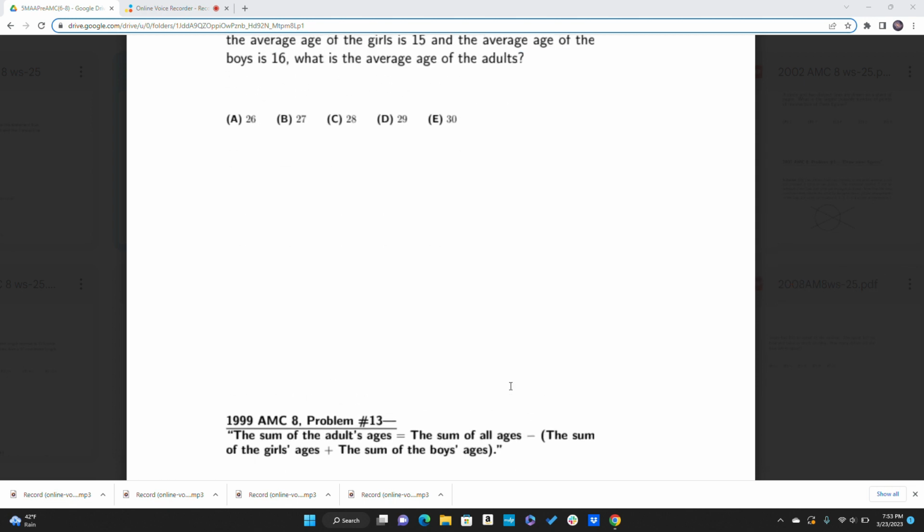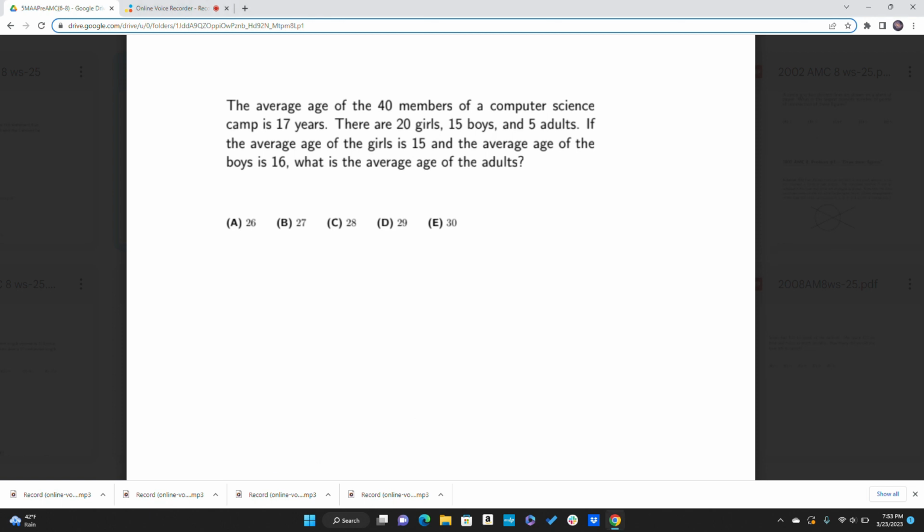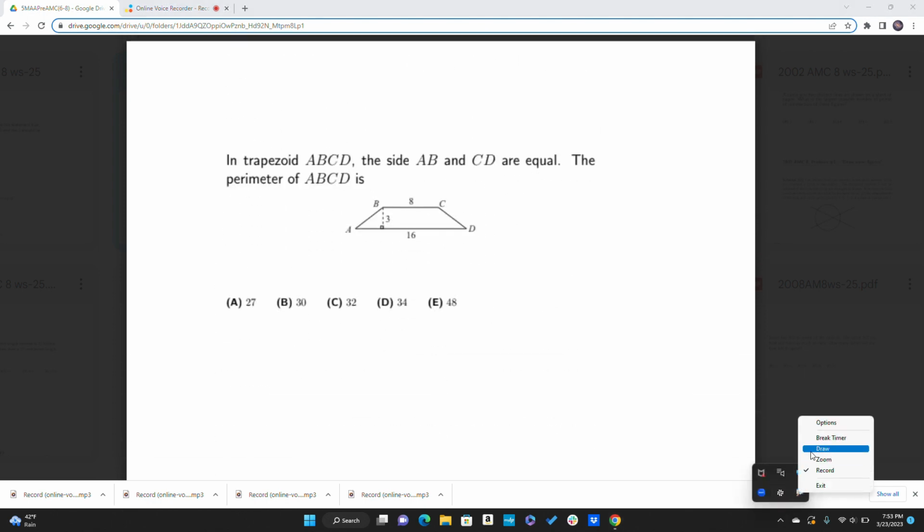And what is it? That is answer choice C. Doing the math, that's 28. And this is one of those time sink problems where it just takes a while to solve. That's okay. Sometimes it is like that. Okay, next question.